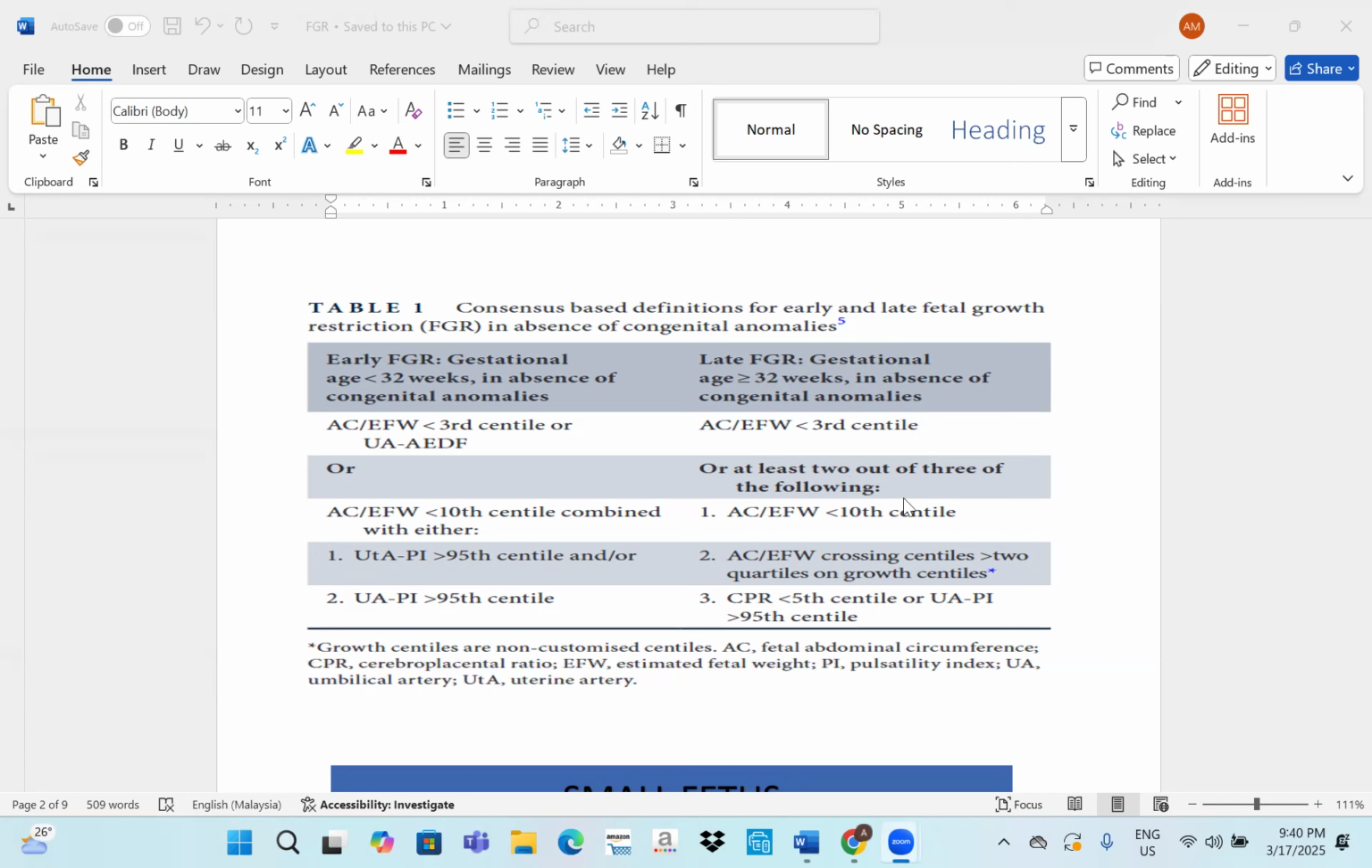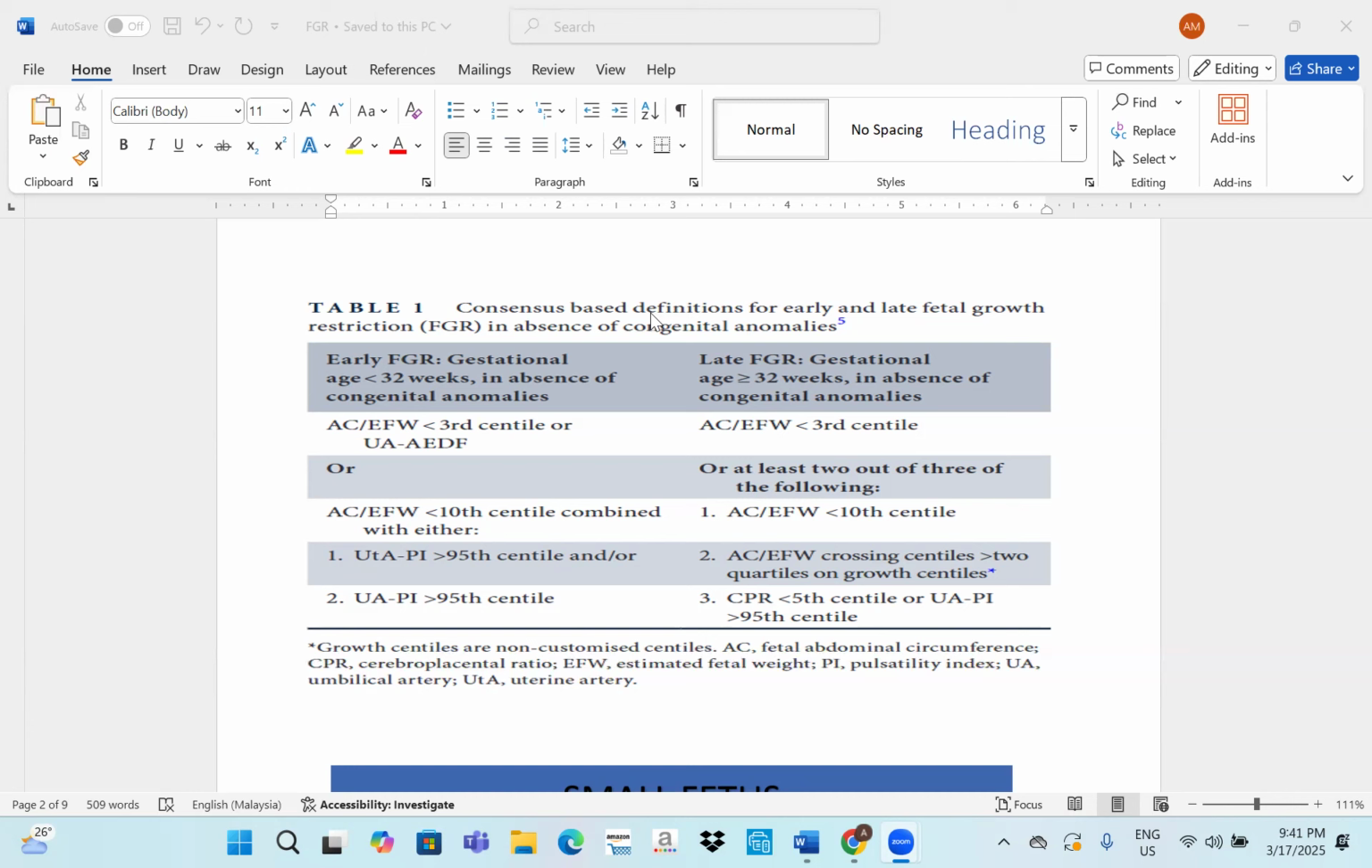So here, for the late onset, you see the cerebroplacental ratio is less than fifth centile. So what does this mean, the cerebroplacental ratio less than fifth centile? Does it mean it's on the higher side, or it means that it is on the lower side? It means it is on the lower side. Usually, the cerebroplacental ratio is the ratio between the middle cerebral artery Doppler pulsatility index and the umbilical artery Doppler pulsatility index.